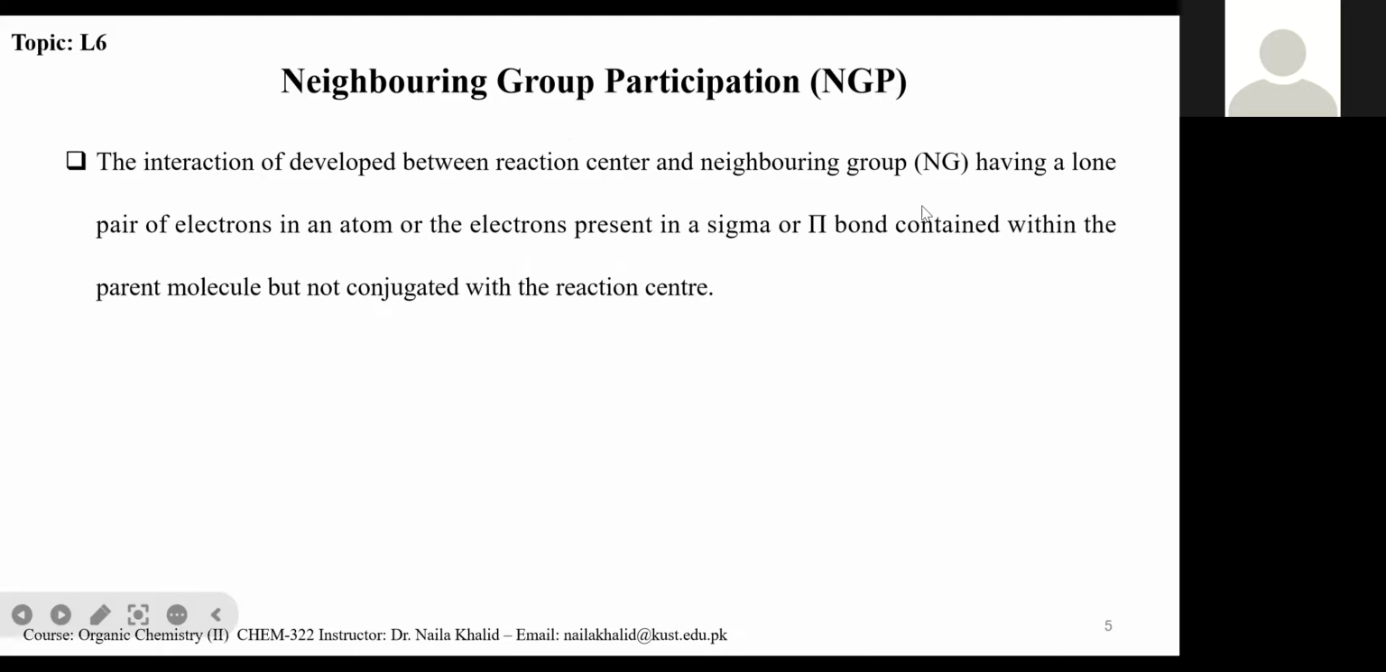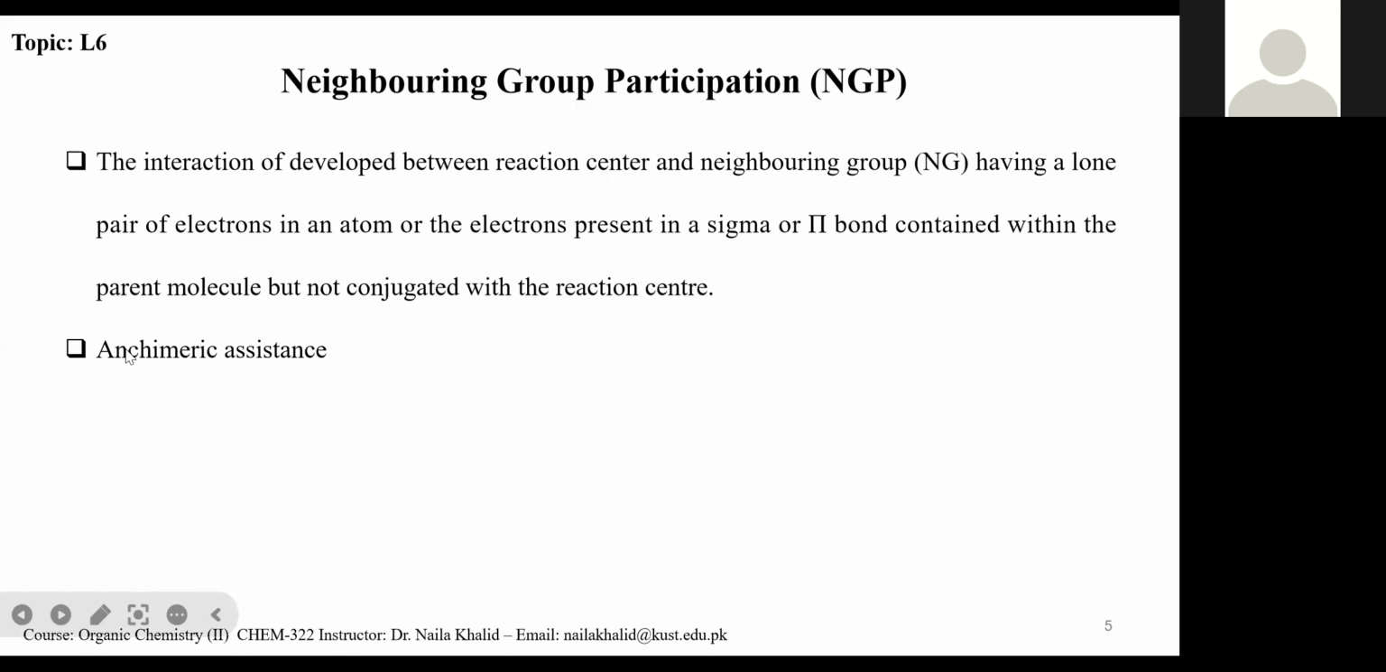So that neighboring group may contain a pair of electrons, an atom or group of atoms which contain a pair of electrons, or it may be a sigma bond in its special orientation. It may be a pi bond, and this pi bond may be in the form of a double bond or benzene ring. This neighboring group participation is also known as anchimeric assistance.